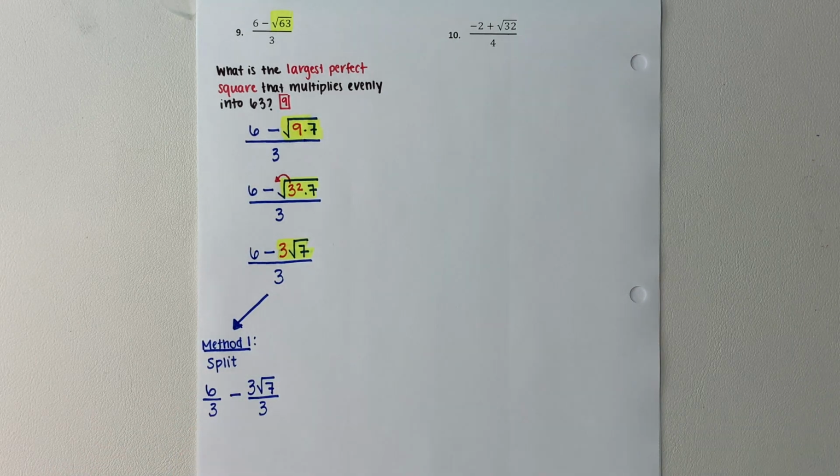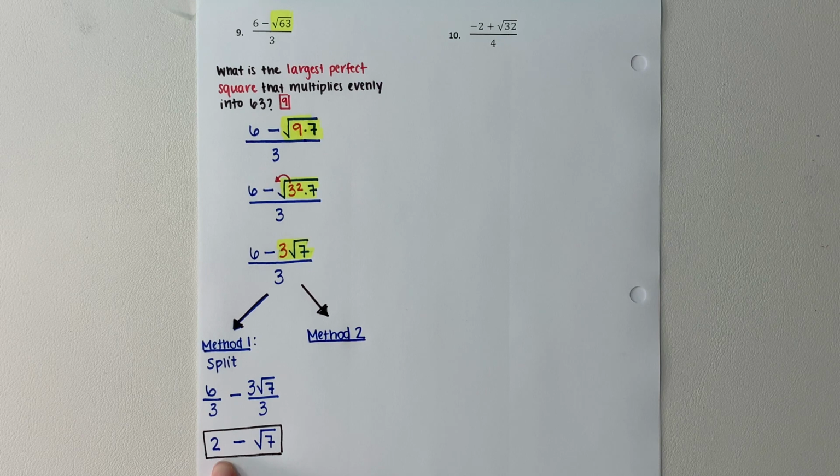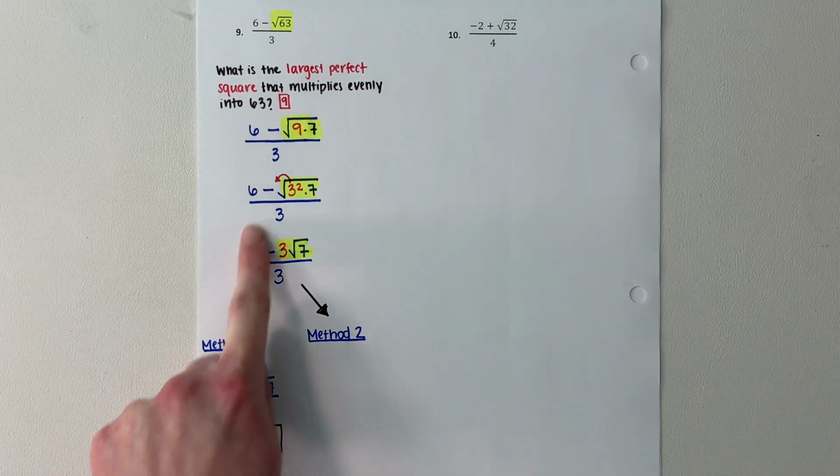Splitting it like this allows us to further simplify it. Now we can take 6 divided by 3 to give us 2, and 3 divided by 3 gives us 1, so we're left with 1 square root of 7, or just the square root of 7. So this is our final fully simplified answer. But let's take a look at another possible method we could use to simplify this expression.